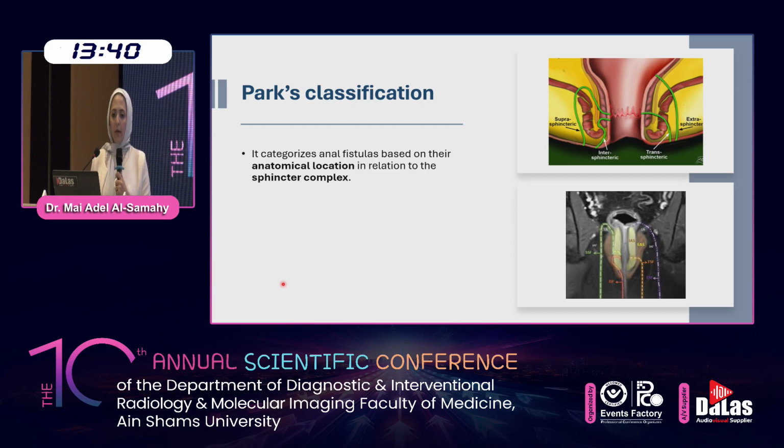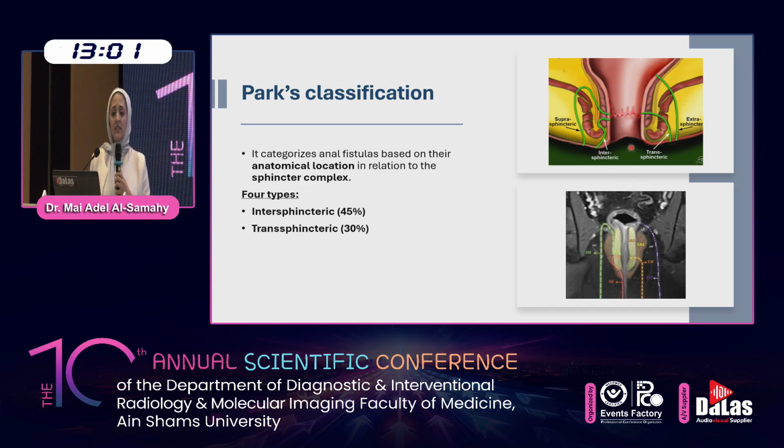So, a quick recap over Parks classification, which we're all used to. Parks classification is a very important classification as it's based on the surgical plan. It categorizes the fistulae dependent on their anatomical relation to the sphincteric complex. There are four types. First, the intersphincteric fistula, which is around 45% of all fistulae. It starts from the internal anal infected gland, courses within the intersphincteric plane after piercing the internal anal sphincter, and then opens into the skin of the perianal region without piercing the external anal sphincter.